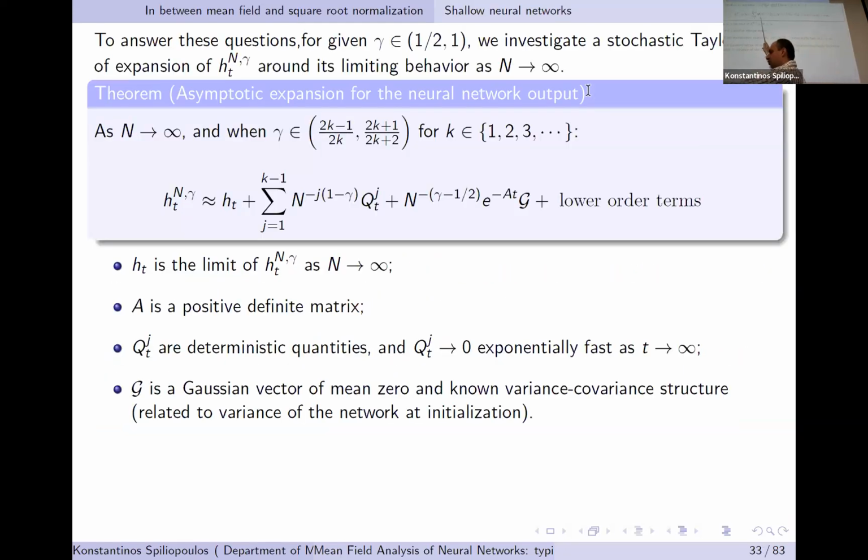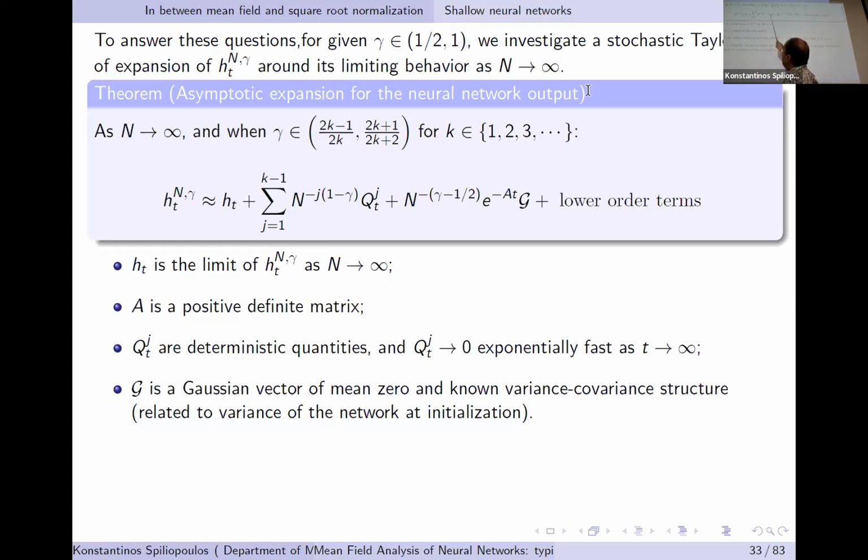Then you go to the next order, and you essentially do a central limit theorem kind of analysis. You realize that this looks a bit complicated, but it is composed of two different things: this thing with the Q and this thing with the script G. This thing with the script G is random, and script G is the distribution at initialization. This A is the same matrix that I showed you before in the root n normalization. So this is a positive definite thing.